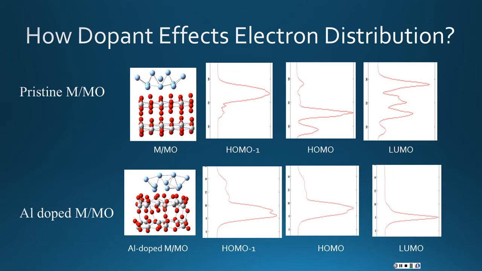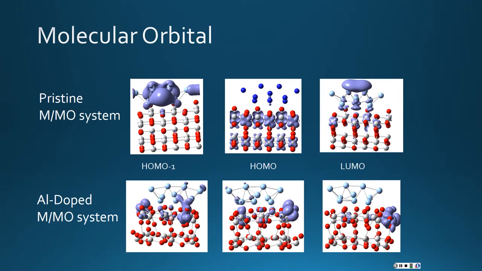In this case, in HOMO-1 and HOMO, there was some electron delocalization on the metal part here, and this one in the LUMO too. But when I doped aluminum, this electron moved towards the oxide part, and in the LUMO it also shows all the electron transfer to the oxide layer. So maybe because of this oxygen, it could introduce a charge transfer here.